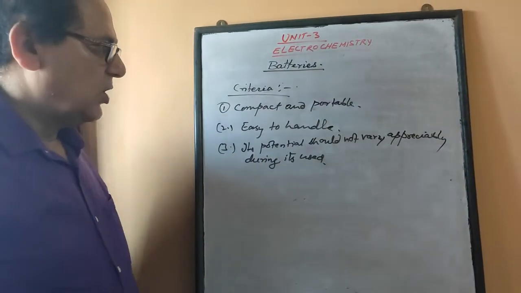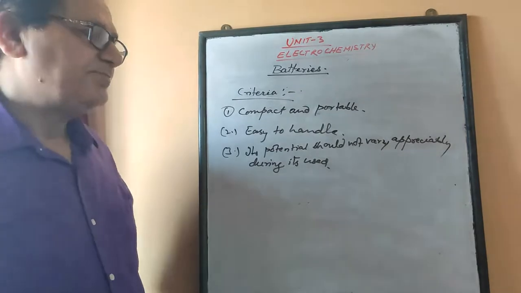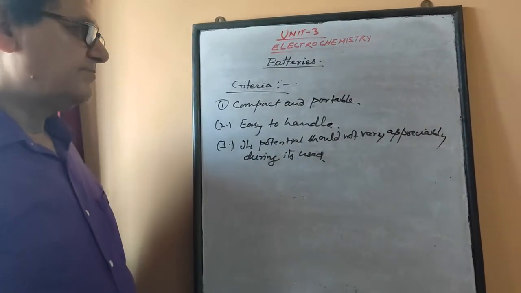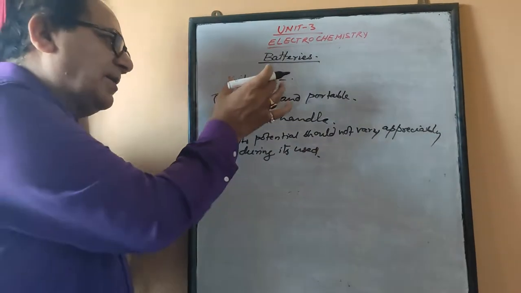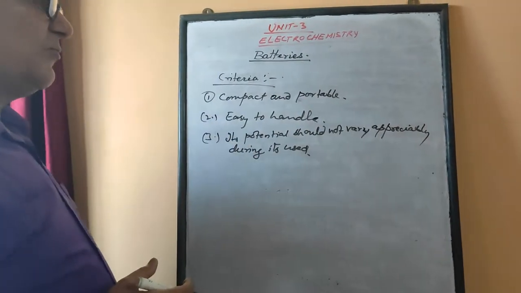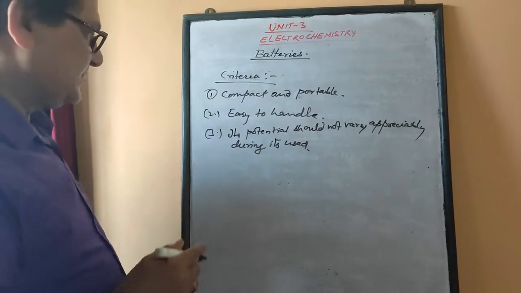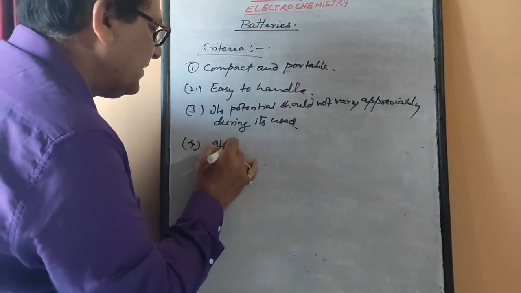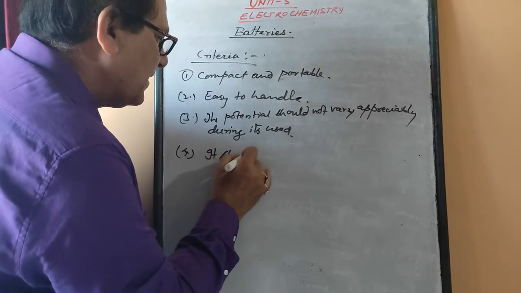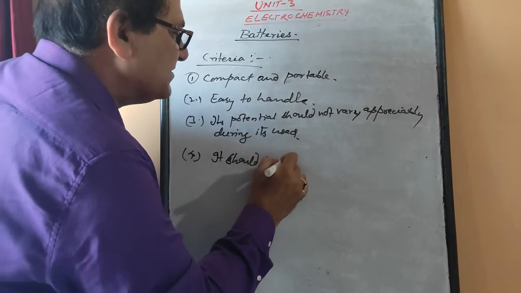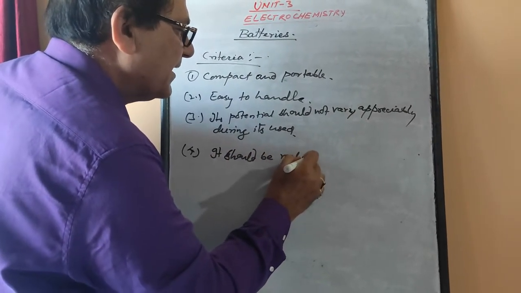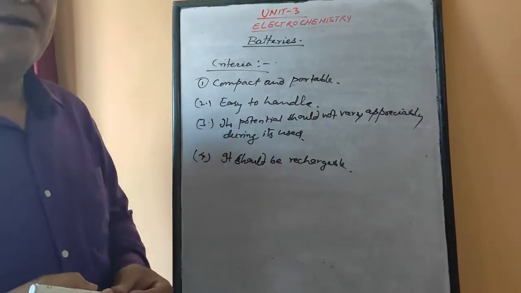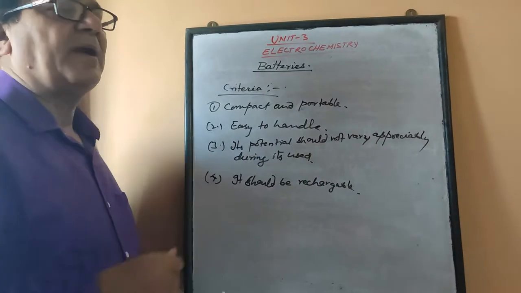will change. So in an electrochemical cell, naturally the potential should vary. But for a battery, the potential should not vary appreciably during its use. And the last point is, it should be rechargeable. If a battery is rechargeable, it is said to be a very good battery. These are the criteria for a battery.